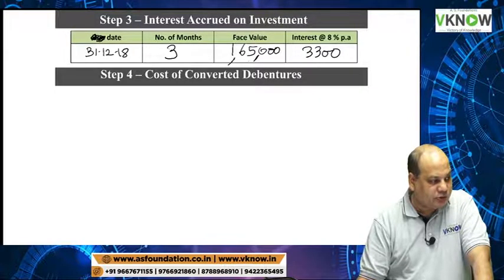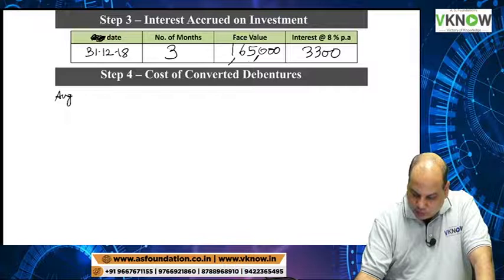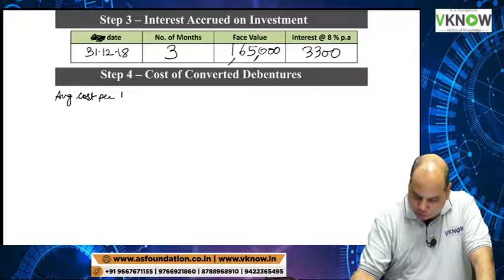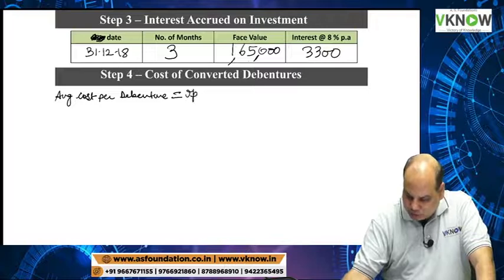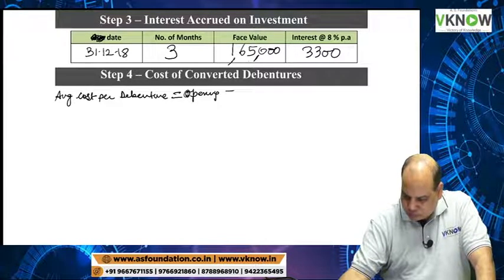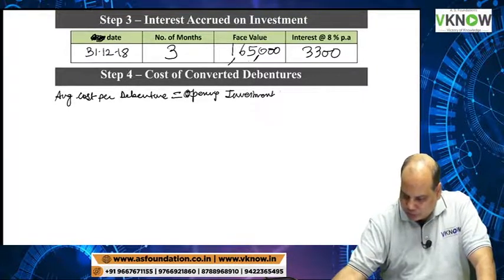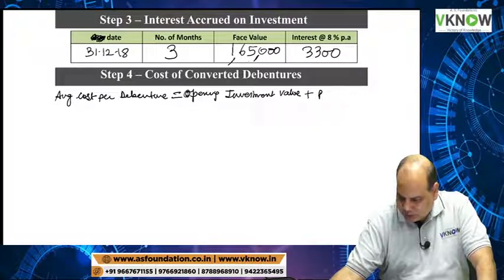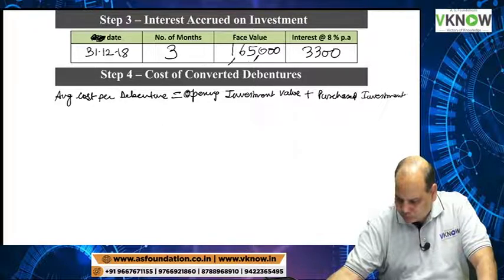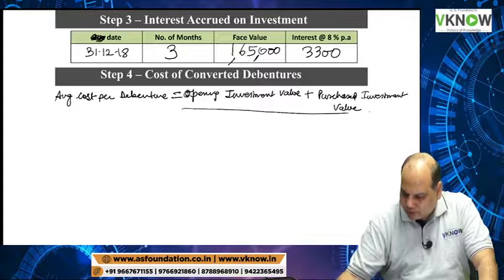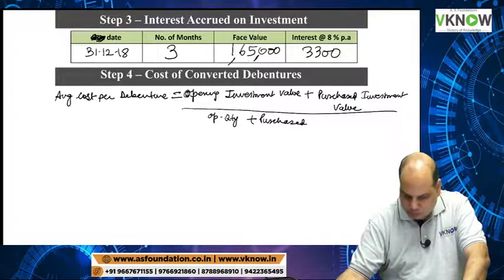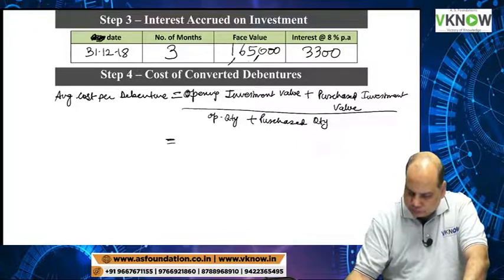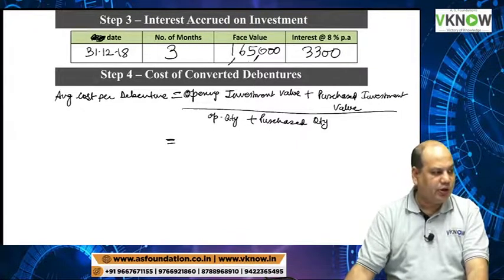Next, step number 4, write down cost of converted debenture. So first we'll calculate average cost per debenture: opening investment value plus purchased investment value, divided by opening quantity plus purchase quantity.